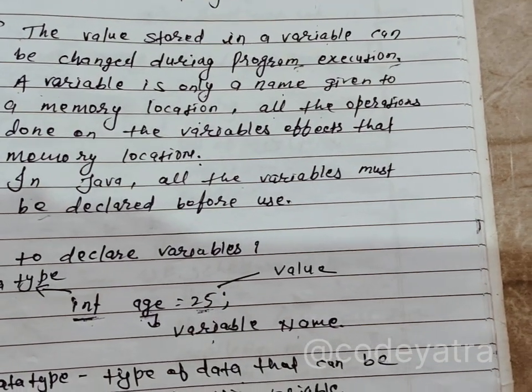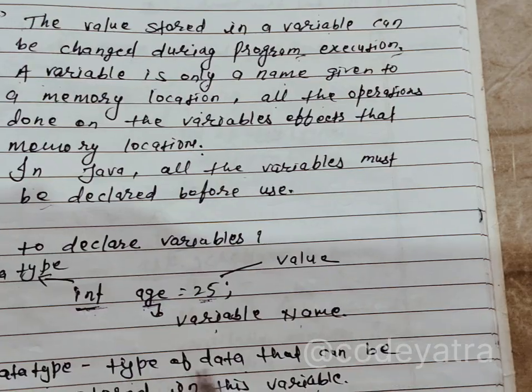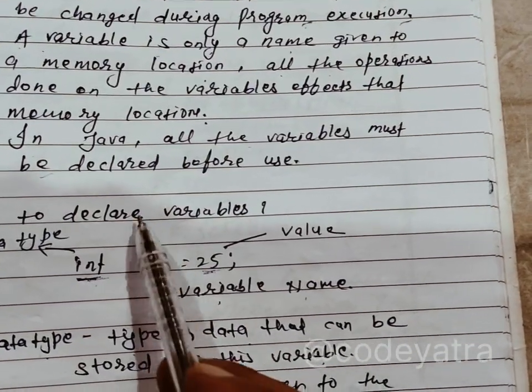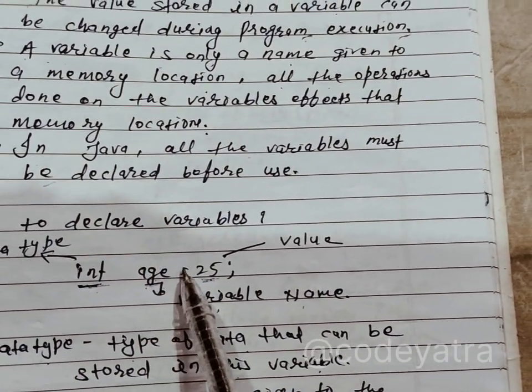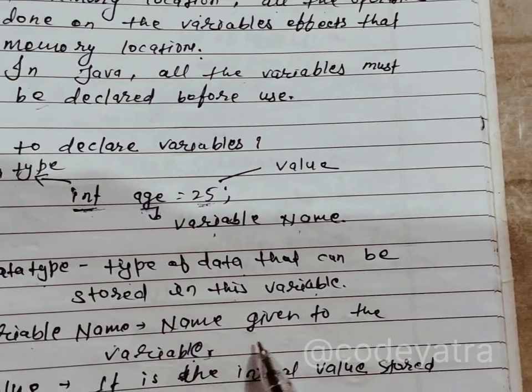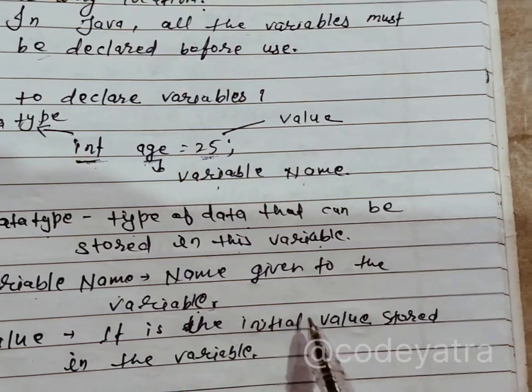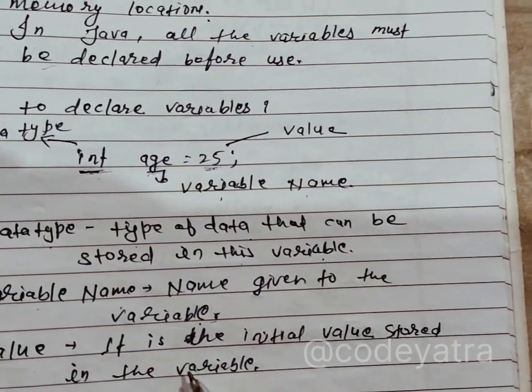Now, what is a data type? This is the part defining the data type. A data type is the type of data that can be stored in this variable. Now, the variable name is just the name of the variable, and the value is the initial value that is stored in the variable.